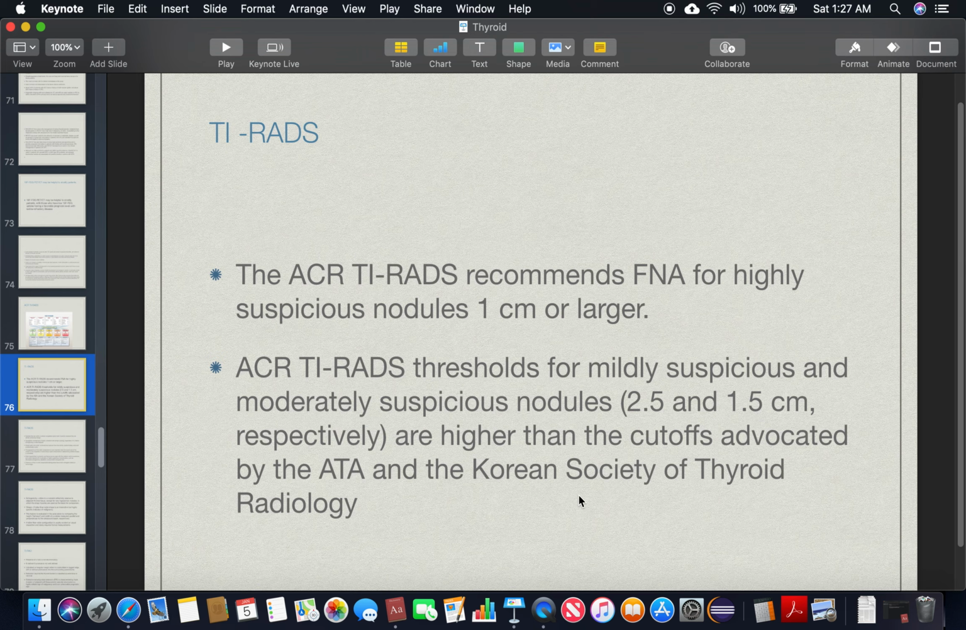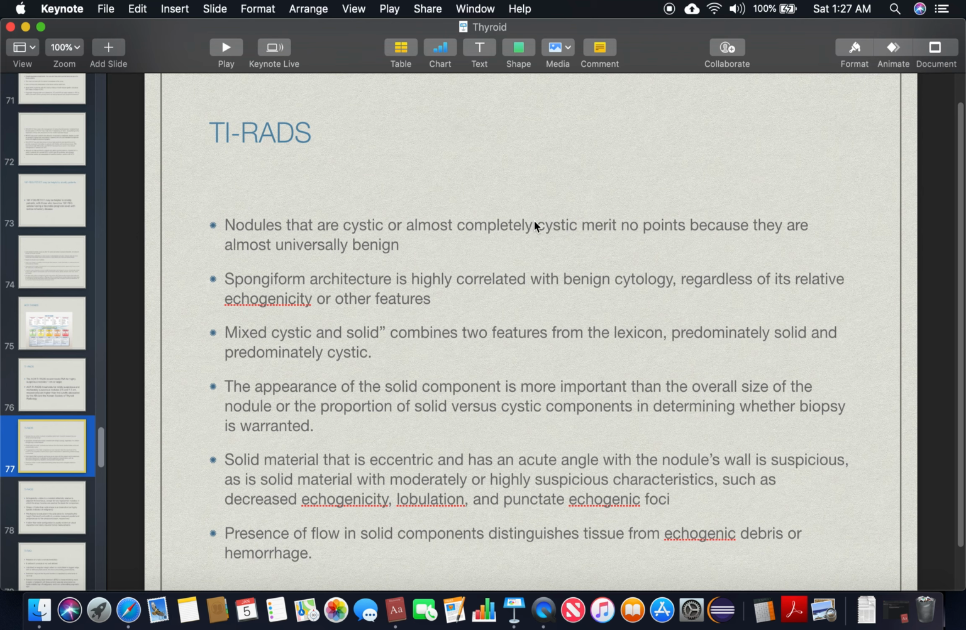This is different from the ATA and Korean Society of Thyroid Radiology. Now, nodules that are cystic or almost cystic, they don't need any further investigation. They're universally benign. Now, spongiform architecture is benign regardless of other features and echogenicity. Mixed cystic and solid combines the predominant solid and cystic. Now, in this type, solid component has more importance than the overall size of the nodule. So proportion of solid versus cystic determines where to biopsy.